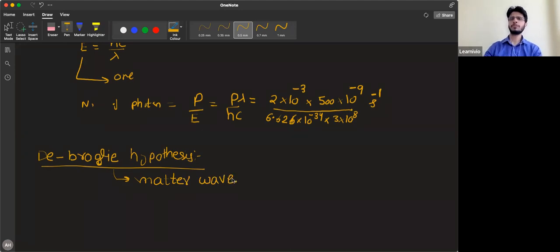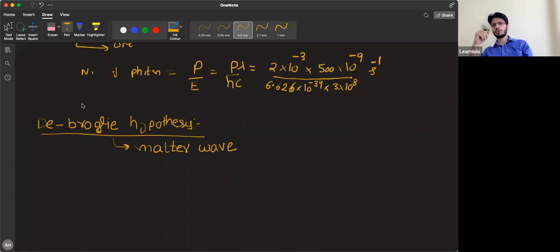So matter wave is simply the wave associated with matter. De Broglie says that matter has a dual characteristic. Means if you talk about this pen, it will have both particle as well as wave characteristic. So the wave associated with this pen is known as matter wave. And if you want to calculate the wavelength of that matter wave, that is given by the de Broglie hypothesis.